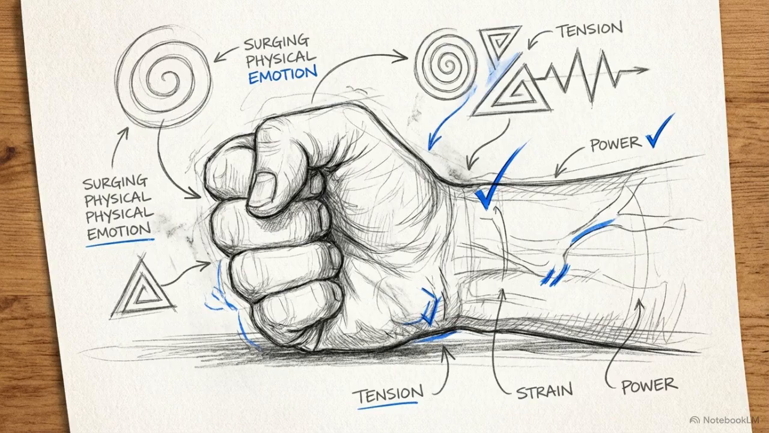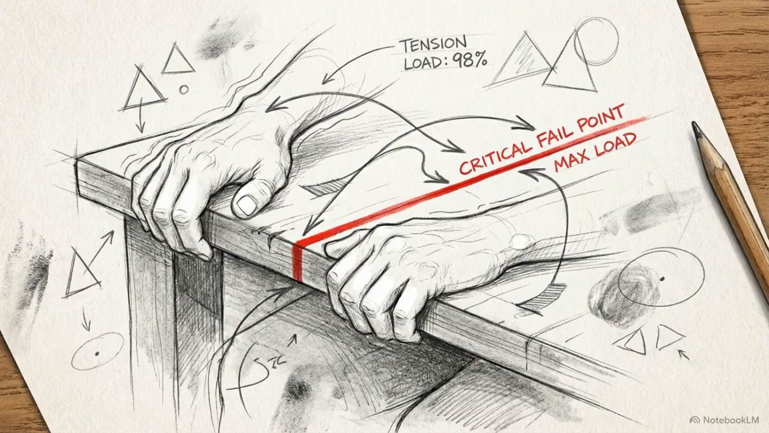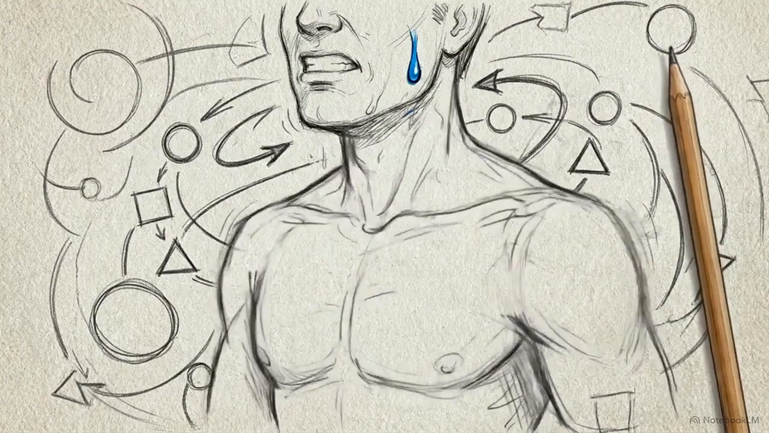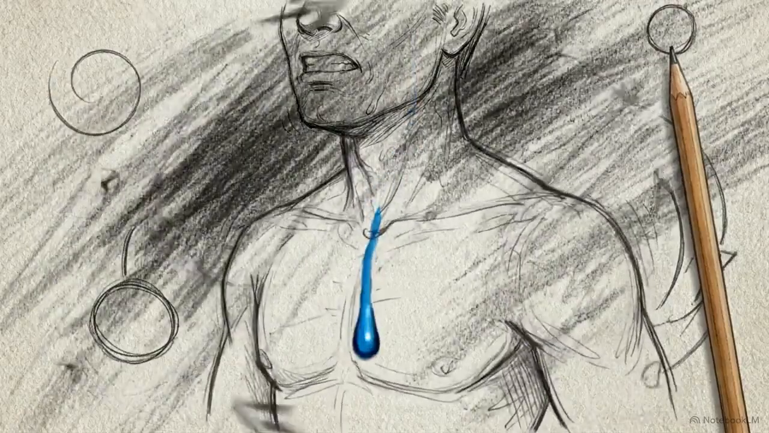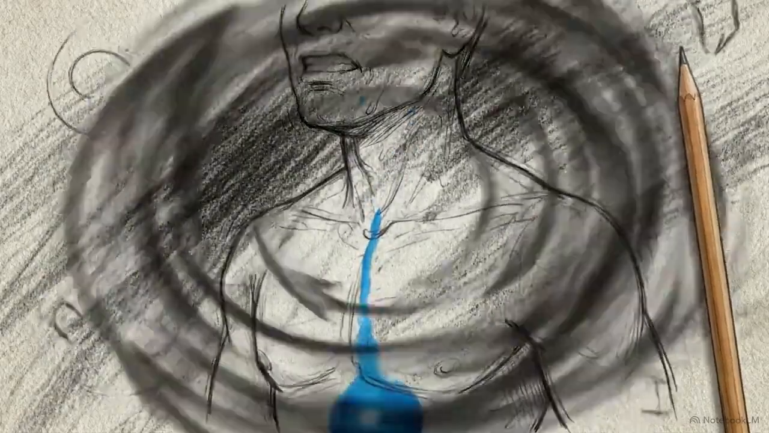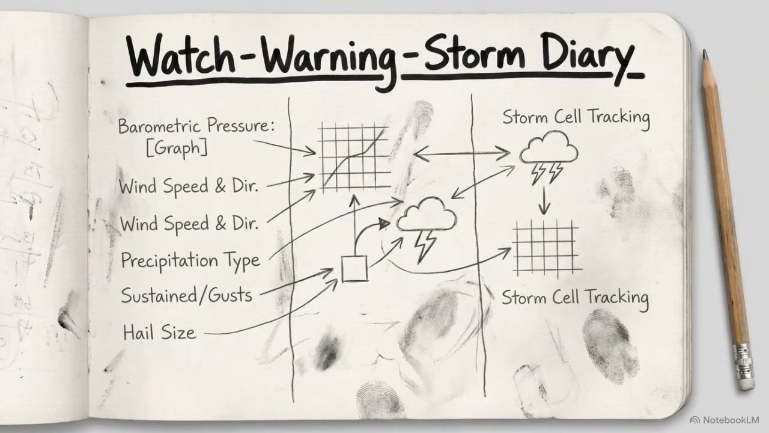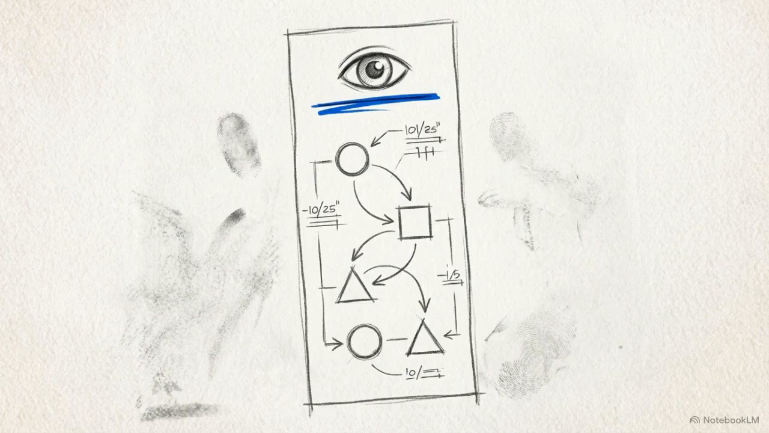Sometimes the problem isn't a lingering thought, it's a sudden surge of physical emotion. And every emotional surge has a point of no return. Once your reaction crosses a physiological threshold, your rational brain is chemically overridden. Calming down becomes biologically impossible until the reaction runs its course. To prevent reaching that point, draw a new 3-column tracker on your paper. Title this the Watch Warning Storm Diary. In the first column, define your watch stage.